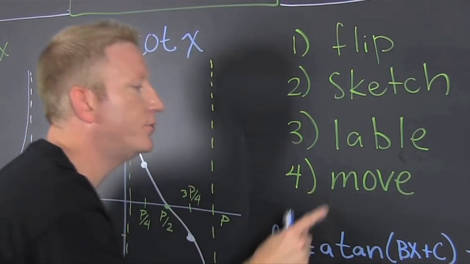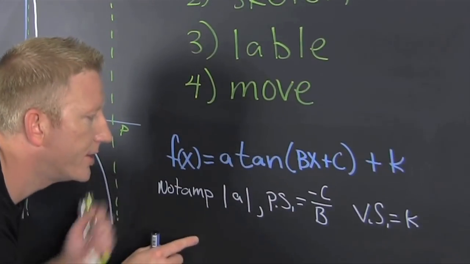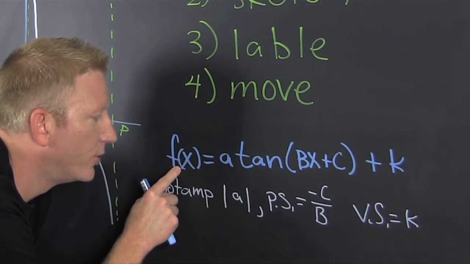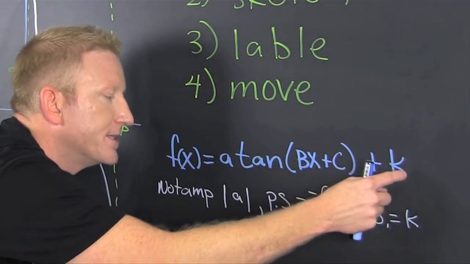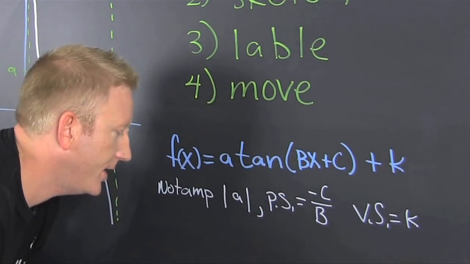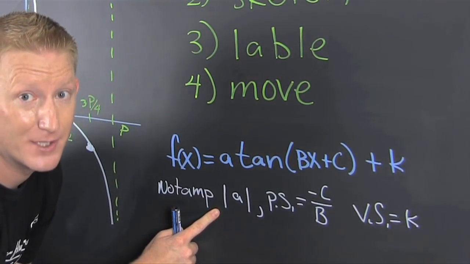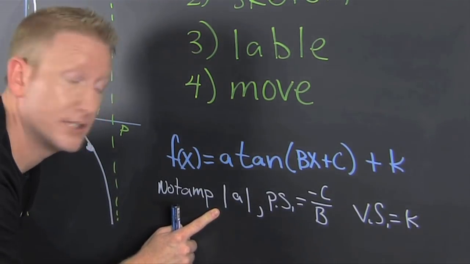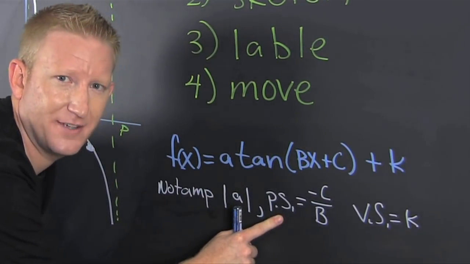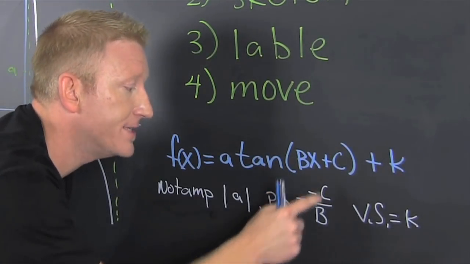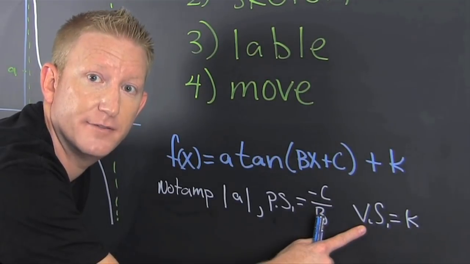So then we're gonna move it. 4-step process. Let's talk about the parts. I'm looking at a function of the form f of x is equal to a tangent bx plus c plus k. Okay, so then down here, the not amplitude, because tangent doesn't have an amplitude, this is going to be where your special points lie. My phase shift happens last. That's minus c over b, and then I'm going to have a vertical shift of k.